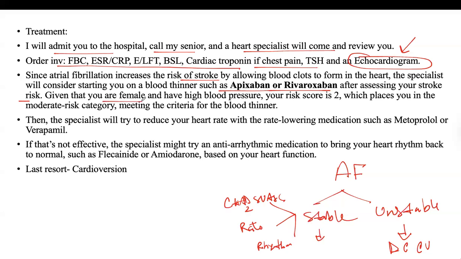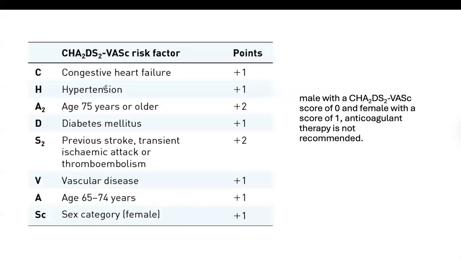Given that you are female and you have high blood pressure, your score is already 2, which places you in the moderate risk category, meeting the criteria for a blood thinner. Now, this is really important. Knowing the CHA2DS2-VASc score is going to help you stand out in the exam. If management comes up and you can explain like this, there is no examiner in the world who can fail a candidate. So the CHA2DS2-VASc score is this.